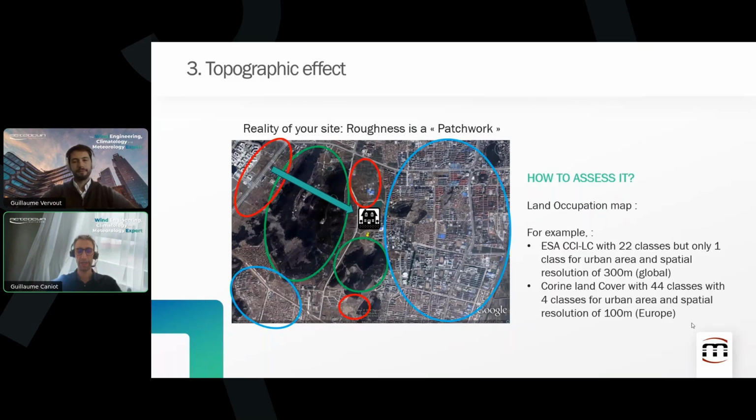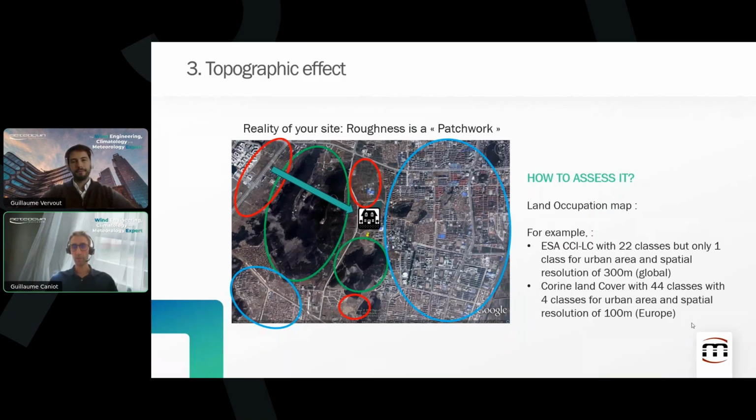It gives you some idea. In Europe we have the chance to have more details with a program called Corine Land Cover, with 4 classes for urban area, and a resolution of 100 meters, but it can be up to 30 meters. So this is also open data.